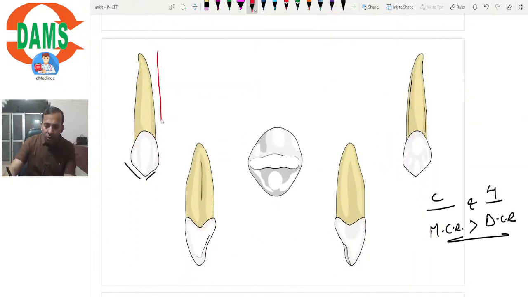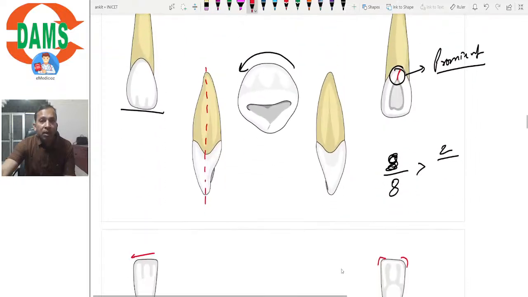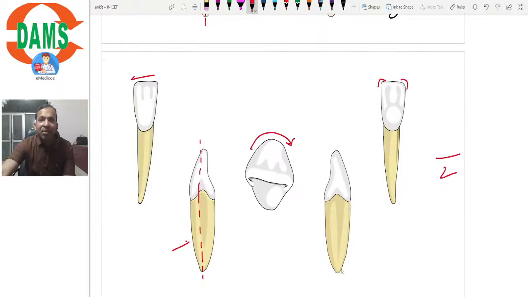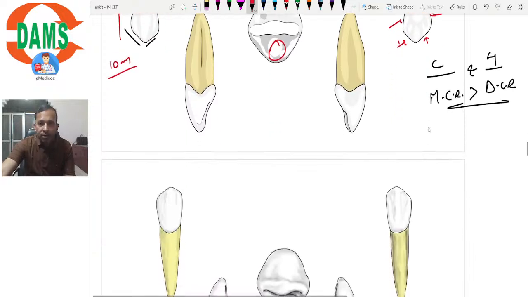यहाँ पर root length is maximum approximately 17 mm, crown is 10 mm. In the maxillary, the crown length is maximum in the maxillary central incisor, right? So upper central incisor has maximum crown length. Canines, as I have already told you, have the most prominent crown features, be it cingulum, be it marginal ridges or the incisal ridges. They are all most prominent of all the anterior teeth, right?